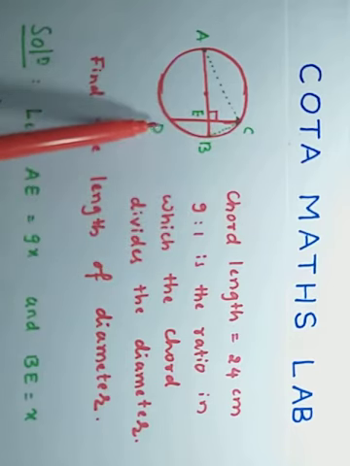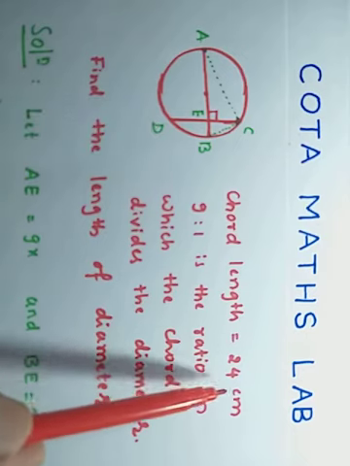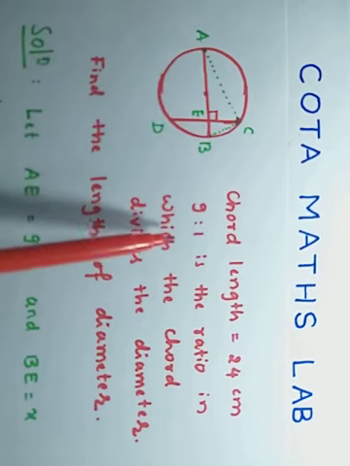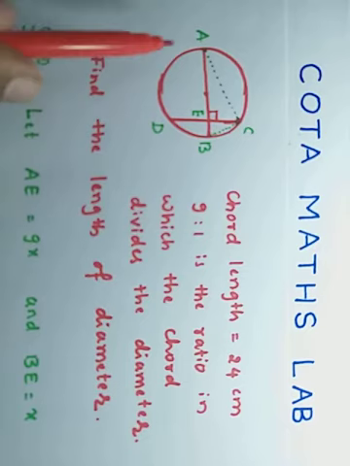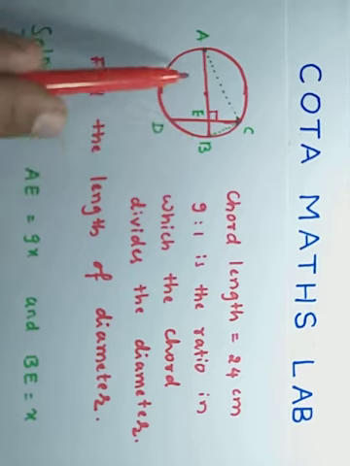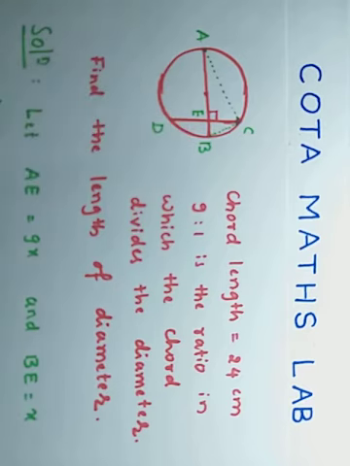Chord CD of length 24 centimeter intersects a chord AB in the ratio 9:1. Find the length of the diameter. We need to find the value of AB. AB is the diameter here. This is the question asked.